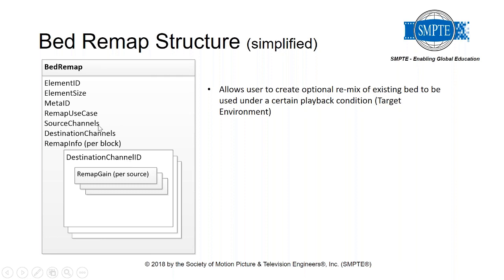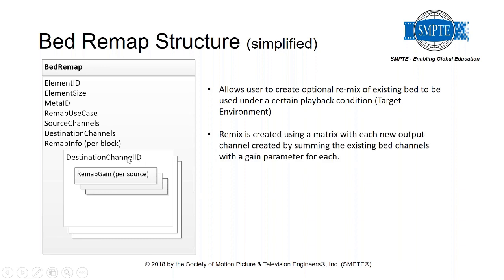So these are actually a source channel count and destination channel count, which creates a loop. So for each destination channel, all of the source channels are applied, a remap gain is applied to each source channel, and they're summed to create an output channel, which is the destination channel, and then the destination channel ID tells you where to route it to. So this basically creates a matrix by which you can remix a bed.